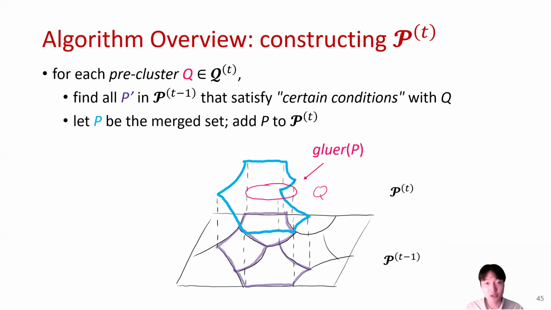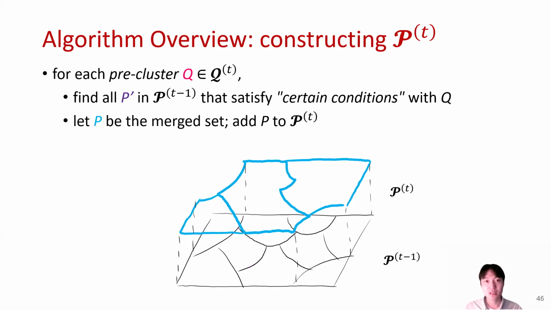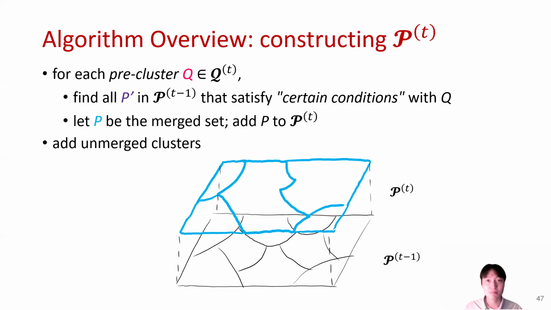Here we say the current precluster Q is the gluing precluster of P. We do this by iterating over all preclusters in the preclustering, and there might be some unmarked clusters remaining. We just add them to the solution. That's it. Now let me explain what the certain conditions are.